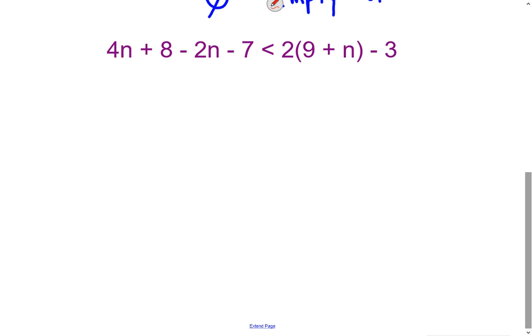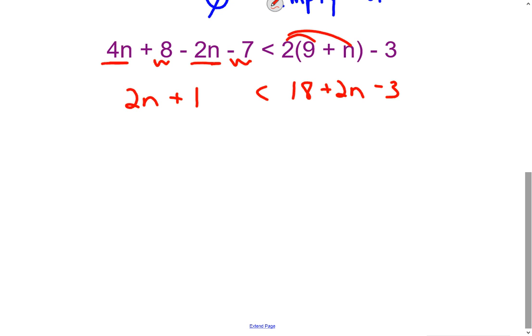So my left side, I noticed that I could put like terms together right away. So I'm going to put my n's together, and I'm going to end up with 2n. And then I'm going to put the 8 and the negative 7 together to get a positive 1. Less than this side, I'm going to have to distribute. So I end up with 18 plus 2n, and then I still have the minus 3. I'm going to put these like terms together right now here and here. So I end up with 2n plus 15 is less than, and this side doesn't change.